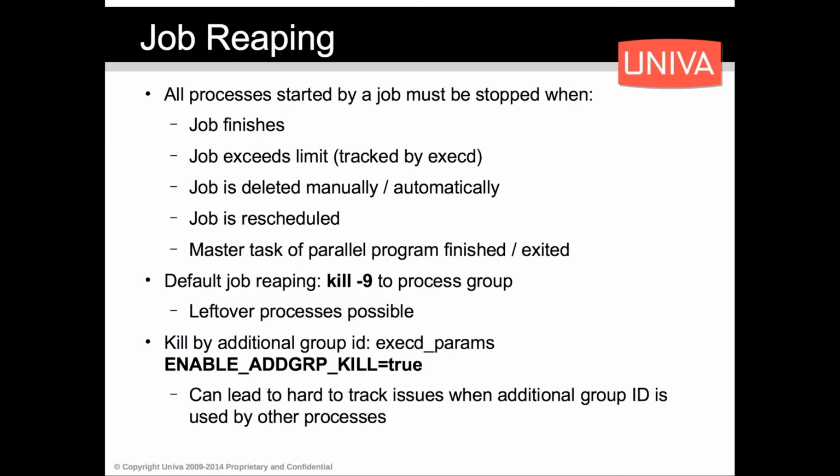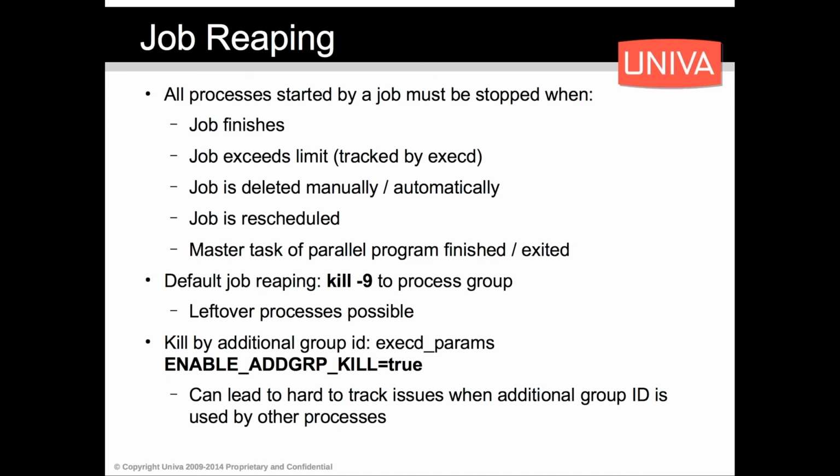Finally, we exploited a cgroup feature in UNIVA Grid Engine for job reaping. So all processes started by a job must be stopped when a job is finished or exceeds limits or is deleted manually or automatically. When a job is rescheduled, it must be reaped as well. And finally, when a master task of a parallel program is finished or exited, it must also be reaped.